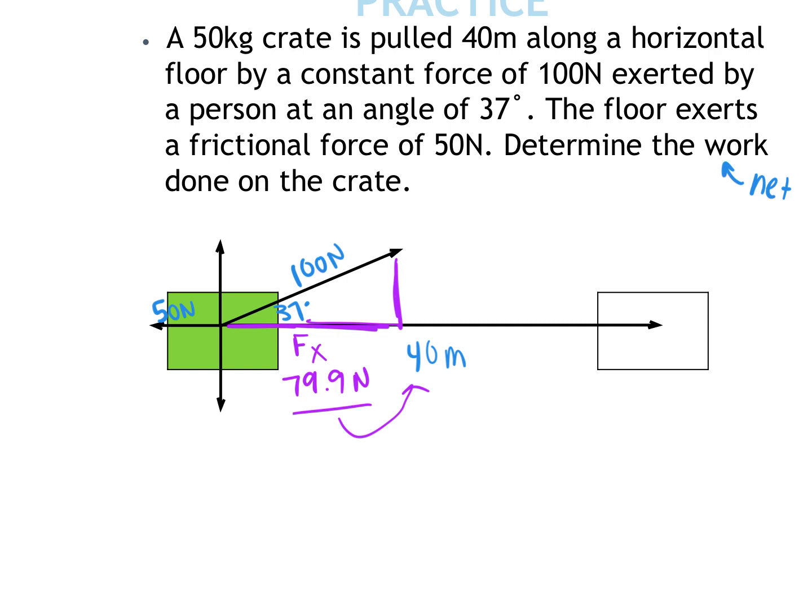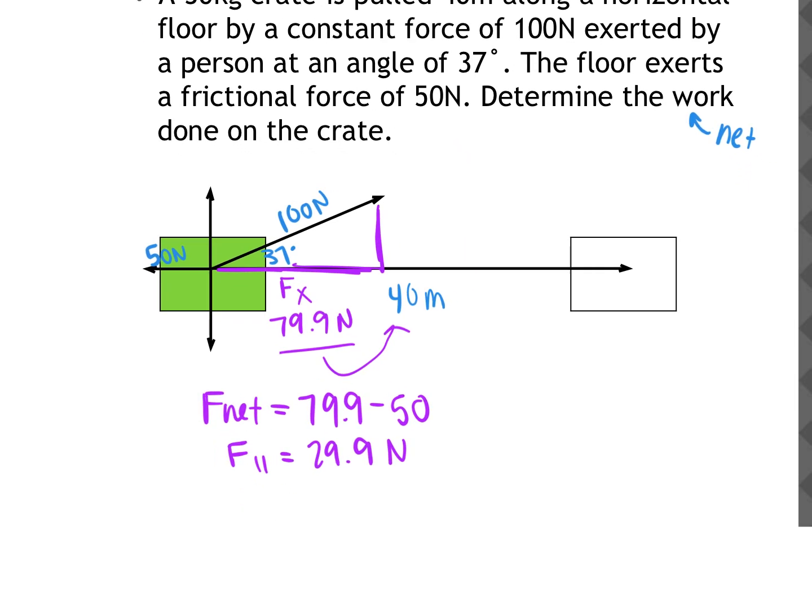But for me, I would just go ahead and set up my net force would equal my applied X minus friction. So 29.9 newtons would be my force parallel in this case, right? Because it's parallel to my displacement. And then to find the work done, I would take 29.9 newtons times 40 meters. And I would get 1,196, what? What do I measure it in? Joules. Yep, capital J.